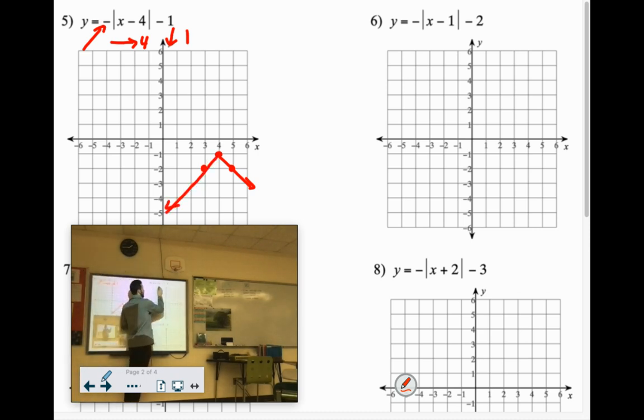Minus 1 in with it would shift right 1. Minus 2 at the end would shift down 2. Right 1, down 2. In front we have the negative, so down 1 over 1 in both directions.